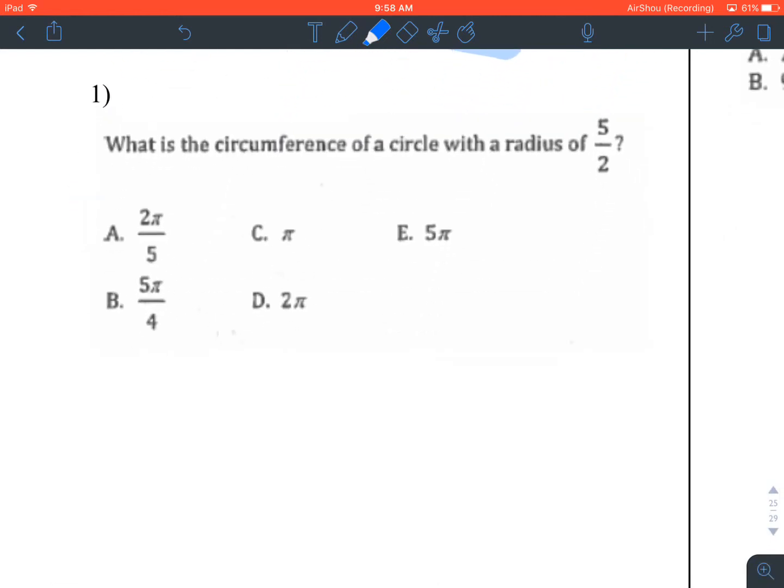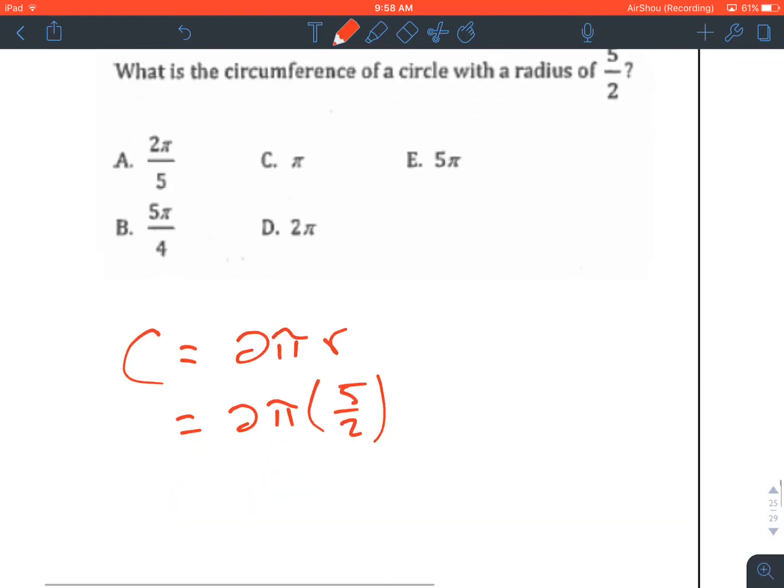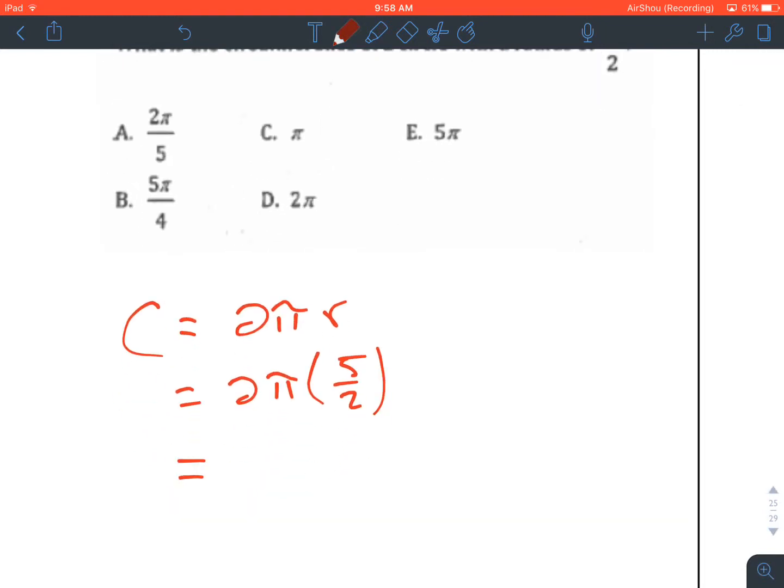Let's look at an example. What is the circumference of a circle with a radius of 5 over 2? The circumference is 2 pi times r. R is 5 over 2. We are multiplying and dividing by 2 here, so they cancel. So I end up with 5 pi. Circumference, 5 pi.